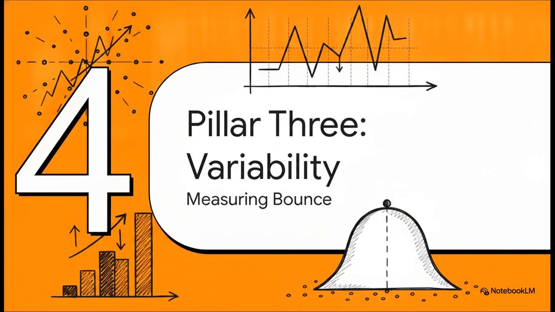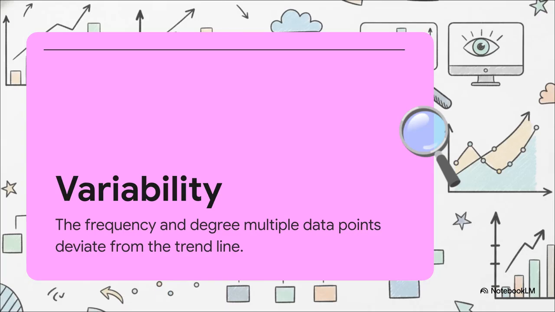Which brings us to Section 4, Pillar 3, Measuring Variability. Variability. This one is all about the bounce. By definition, it is the frequency and degree to which multiple data points deviate from the trend line. So if we picture that trend line we just talked about, variability measures how wildly the actual data points are scattering above and below it. Are they hugging it tightly, or are they just bouncing all over the place?